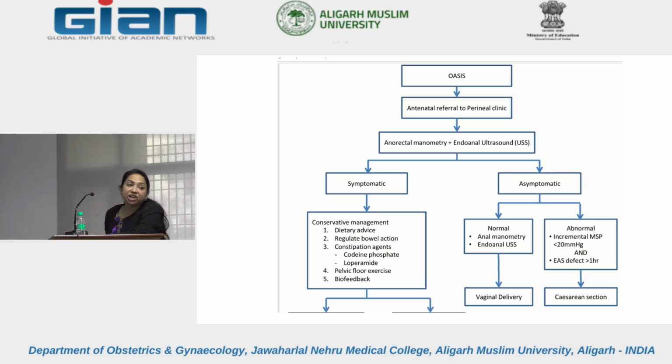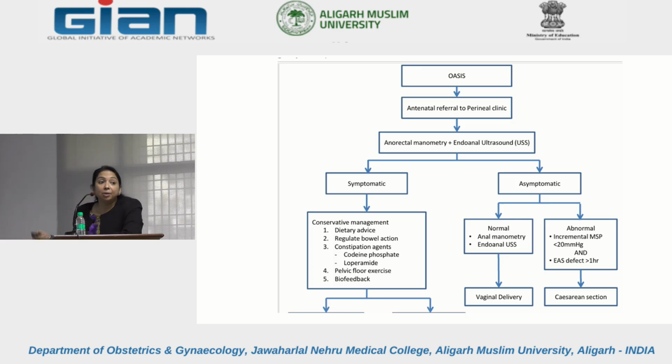If it is normal, then vaginal delivery can be suggested. If it is abnormal, then cesarean section. That means if there is a persistence of the problem, then cesarean, because normal vaginal delivery will increase the problem. And even after a secondary repair, it's not certain that she will be relieved of her symptoms. That's why even in an asymptomatic woman, if the endoanal ultrasound is abnormal, you should go for a cesarean section. But we are not doing all these things.